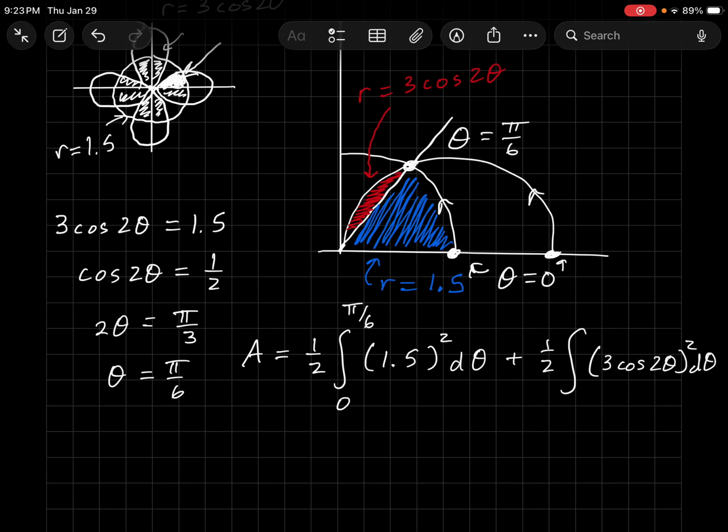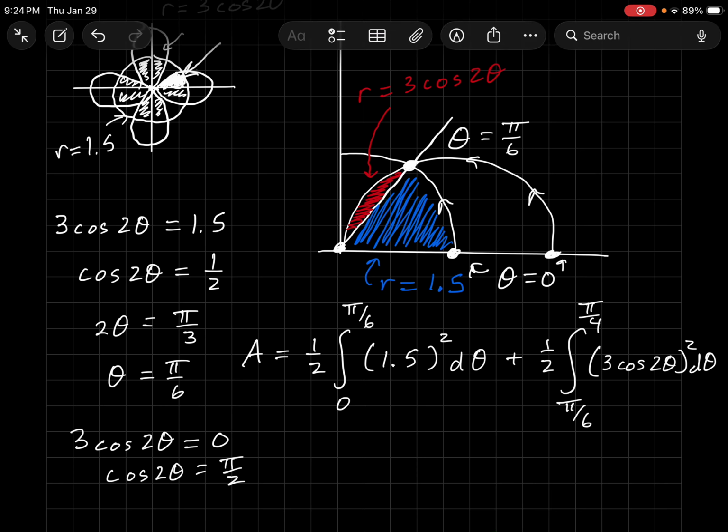But from where to where? It's not 0, because I start at 0 here, I'm going this direction, and so my lower limit is going to be pi over 6. Oh, what's the upper limit? When do I reach the origin? That's, of course, when r, 3 cosine 2 theta, equals 0. Or 2 theta is pi over 2, or theta is pi over 4.